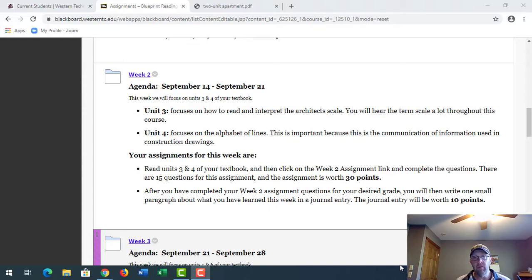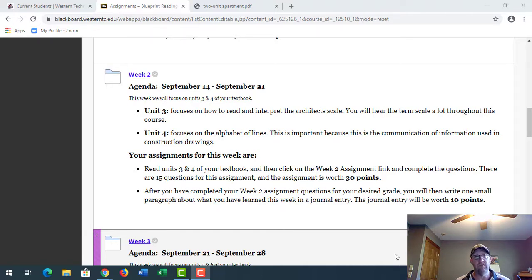And then, of course, the assignments. Obviously, we're going to read it, take some notes, and then we'll click on the week 2 assignment link and complete the questions. Again, there's 15 questions and it's worth 30 points. And then after you've wrapped the questions up, you're going to submit to me your short journal entry paragraph telling me a few things that you learned this week. So that's basically it for the agenda.